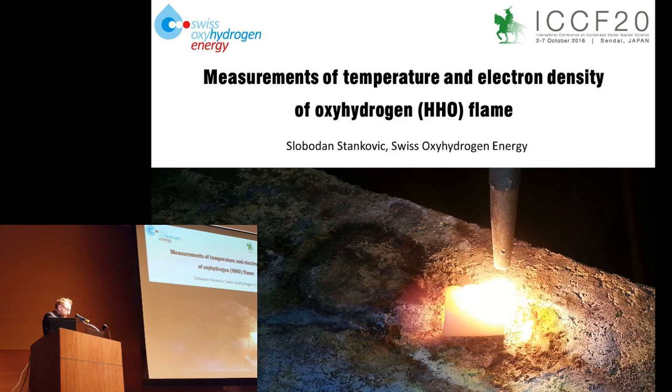Measuring the temperature of the oxyhydrogen gas was the first step in trying to explain some of the facts. One of them is that oxyhydrogen can melt metals like tungsten, at a temperature of around 3,500 degrees C. But to measure the real temperature of the oxyhydrogen gas, I needed a non-intrusive method.